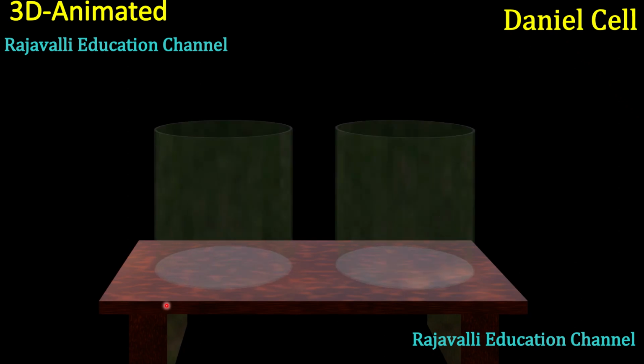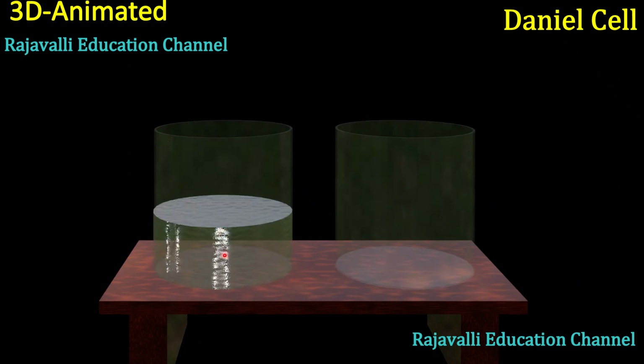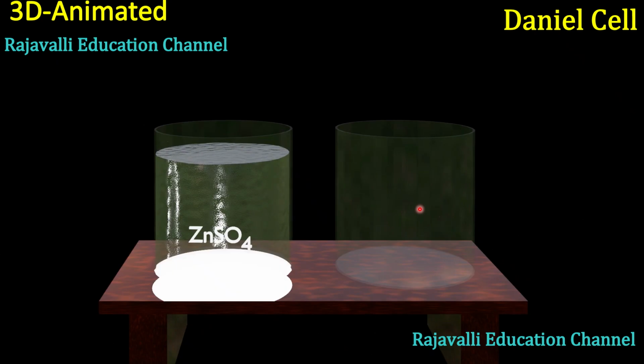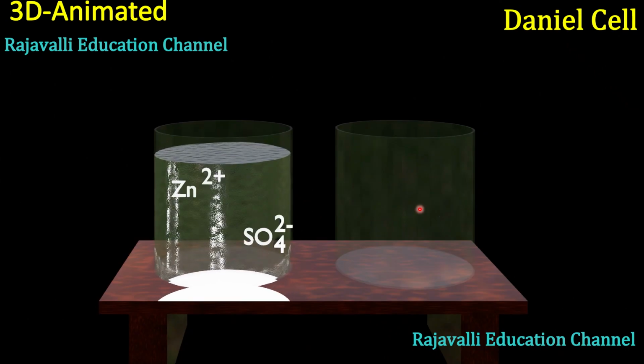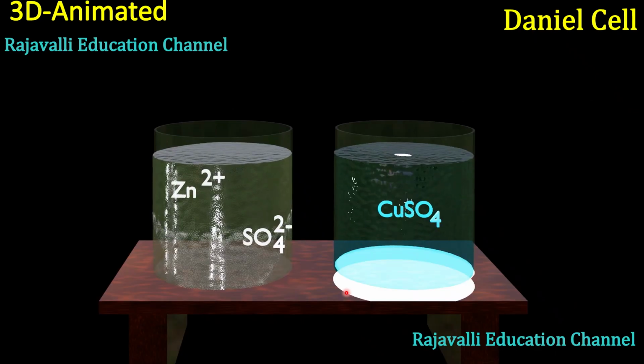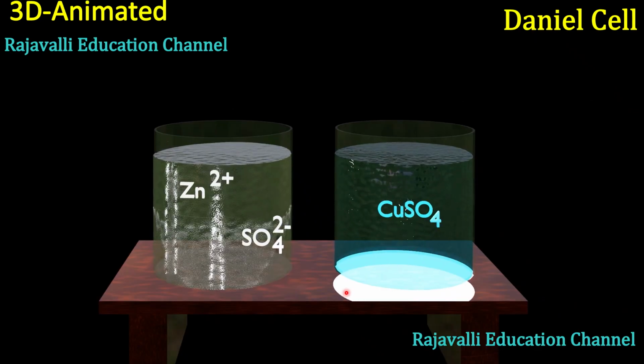Let us take two beakers. In the left hand side beaker we have 1 molar zinc sulfate solution, and in the right hand side beaker we have 1 molar copper sulfate solution. Zinc rod is dipped into the zinc sulfate solution and copper rod is dipped into the copper sulfate solution.